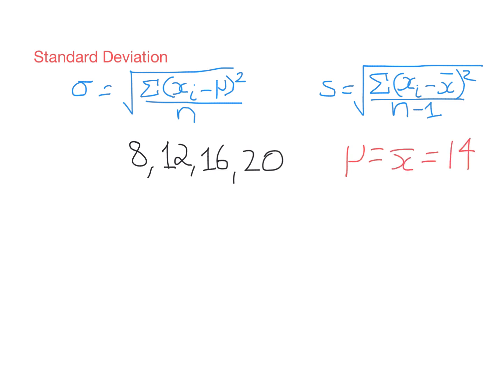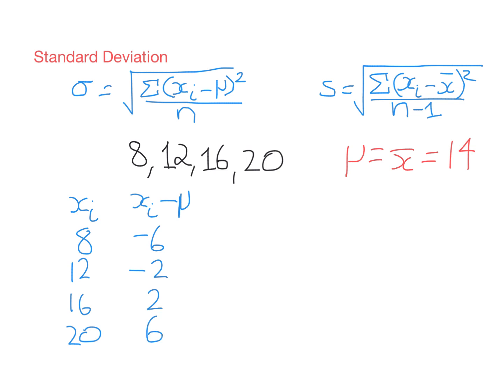So after that, I suggest creating a table. First column is xi. That refers to each individual score. So x1 is 8, x2 is 12, and so on. So what this is saying is we need to take each score and subtract the mean. So we go 8 minus 14, that gives us -6, 12 minus 14, and so on. Then we take each of those values I've just calculated and we square them. So negative 6 squared, negative 2 squared, and so on.